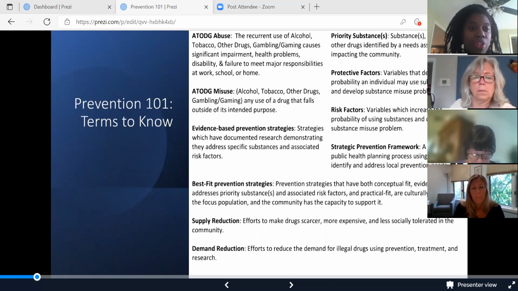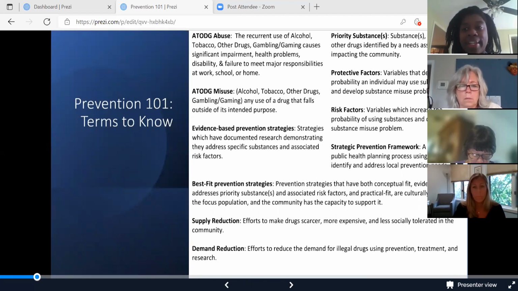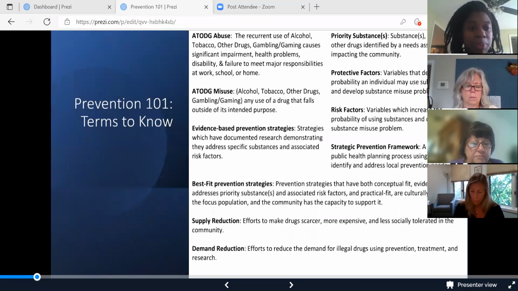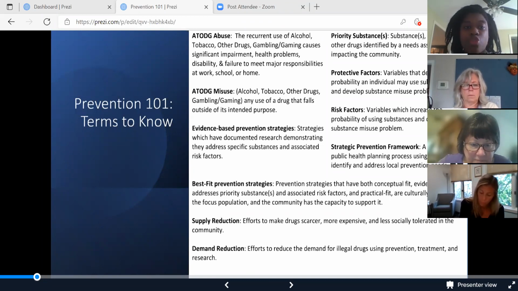So first, we want to start with our evidence-based prevention strategies. Those are going to be our strategies that have had a lot of documented research demonstrating that they are effective against specific substances and associated risk factors. Risk factors are going to be variables that increase the probability of using substances. Protective factors are going to be the variables that decrease the probability of an individual using substances. And then we are also going to cover our strategic prevention framework, which is a 5-step public health planning process where we use data to identify and address local prevention needs.